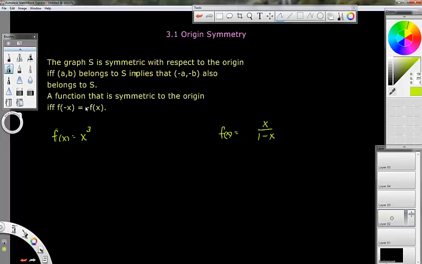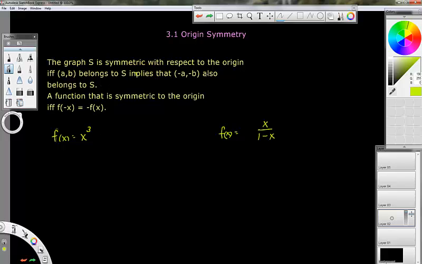All right, here we are in chapter 3, talking origin symmetry. We know that symmetry is like a reflection or something that you can fold, like making those hearts in elementary school. But now we're going to use this definition to check whether these are symmetrical to the origin or not.